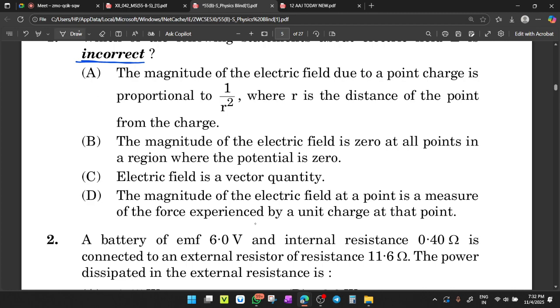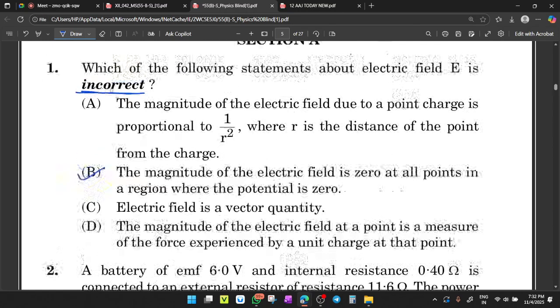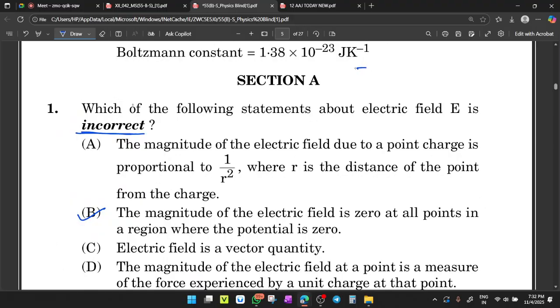So students, here the correct answer is B. Why? First option: the magnitude of the electric field due to a point charge is proportional to 1 upon r square. Exactly correct, students, because the magnitude of E is given by the formula E equals 1 by 4 pi epsilon naught into q upon r square. So clearly E is proportional to 1 by r square, E is inversely proportional to r square. So this statement is true.